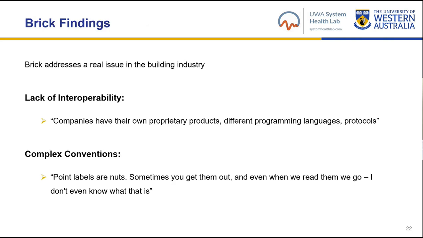The findings of this study served to provide both a user assessment of BRIC and also report learnings on using human-computer interaction techniques to evaluate an ontology. In terms of BRIC findings, the evaluation process revealed that the ontology does indeed address a prominent issue in the building industry. For one, participants recognized the lack of interoperability, stating that companies have their own proprietary products, different programming languages, protocols. They also demonstrated frustration with the current state of building data, saying that point labels are nuts. Sometimes you get them out, and even when we read them, we go, I don't even know what that is.